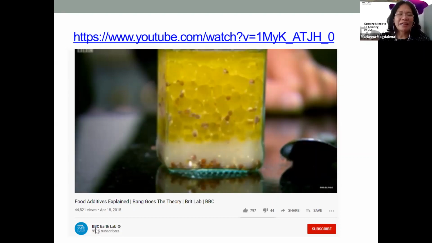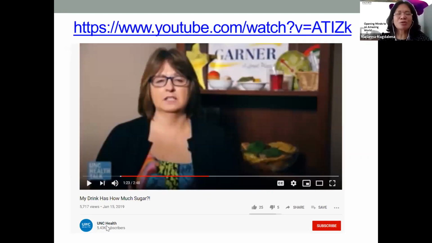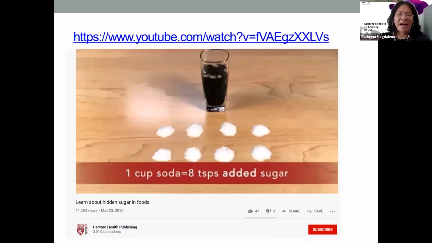Okay, this is from UNC Health. This is also good: my drink has how much sugar? This is all good, and only 2 minutes 48 seconds. And then this is from Harvard Health Publishing. Even though this is from Harvard, we can understand it, it's for the public. One cup of soda has 8 teaspoons of added sugar.